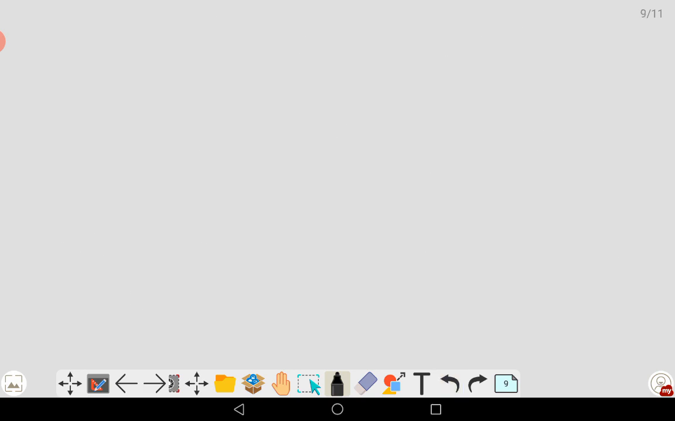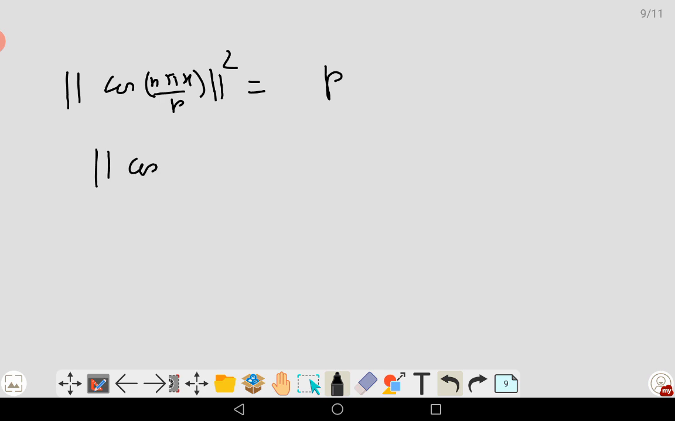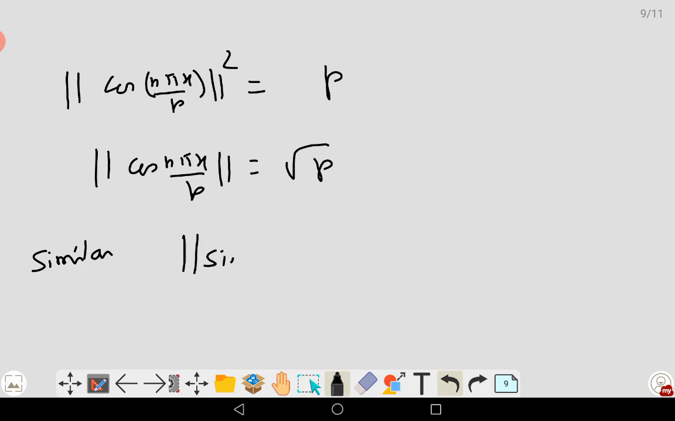So the conclusion is inner product, square of cosine n pi x by p whole square, is equal to p. Therefore, what is the norm of cosine n pi x over p? It is square root of p. In the similar way, you can try sine n pi x by p, norm will also be root p. So that is it. Norm of 1, norm of cosine, norm of sine have been found.